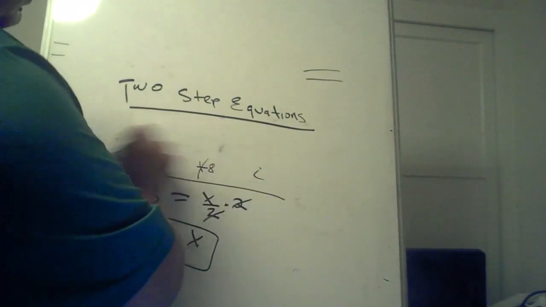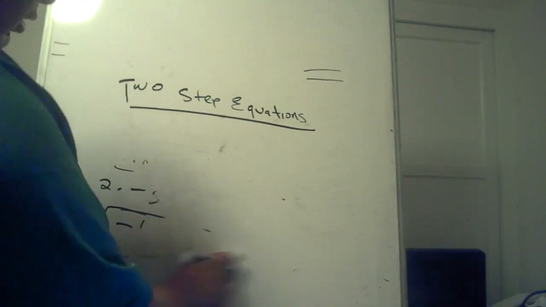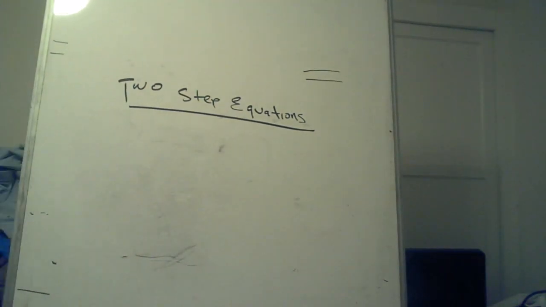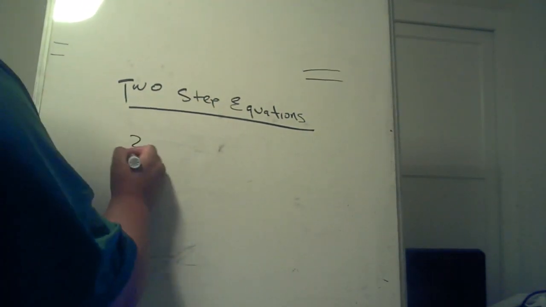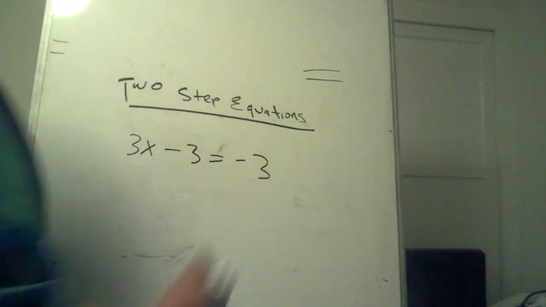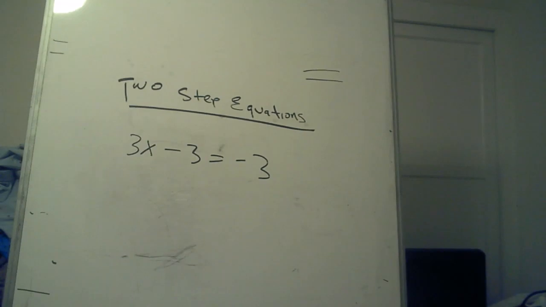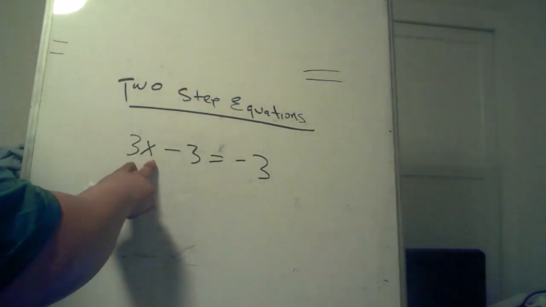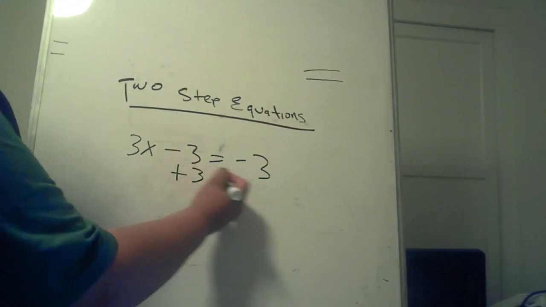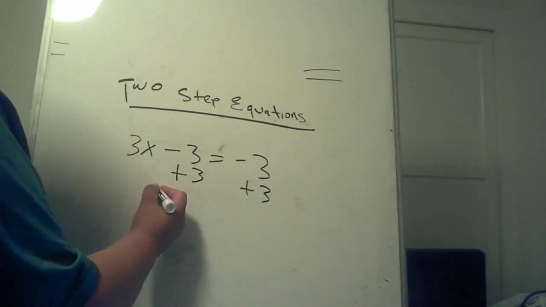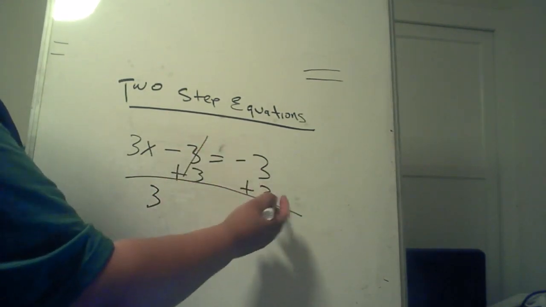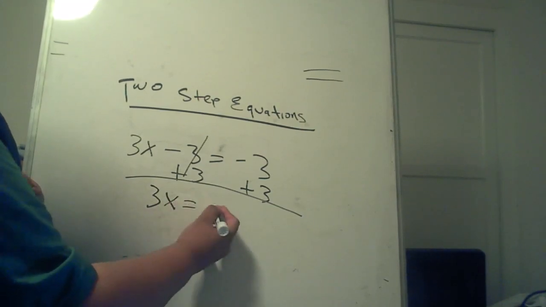Sometimes we're going to get zero as our answer. So let's do one like that. Our final problem. So 3x minus 3 equals negative 3. So to leave 3x by itself at this moment, what do we do? We add 3 on both sides. These two cancel, so negative 3 plus 3 is 0.